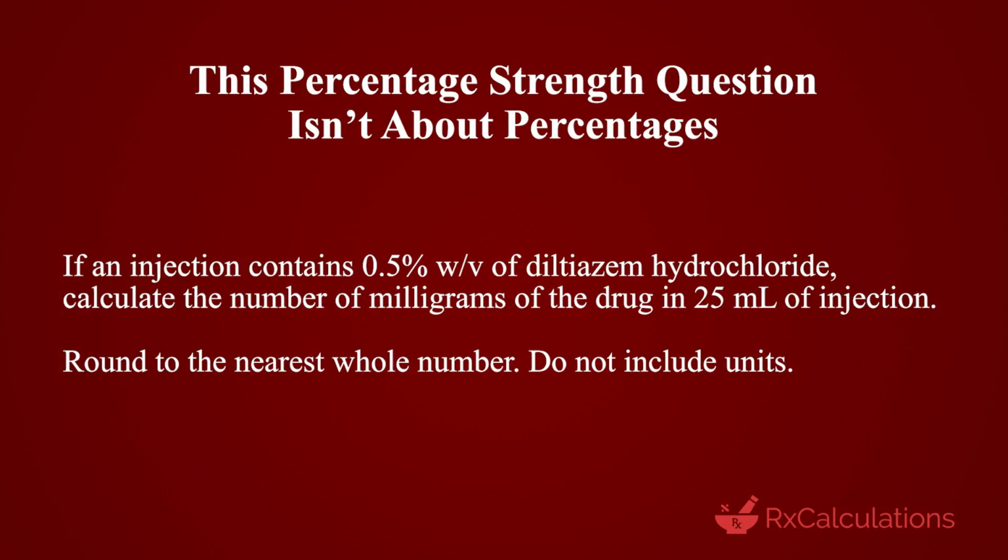This question looks straightforward, and most students think they know exactly what to do, but a large number of them still get it wrong, not because the math is hard, but because they don't slow down to interpret what the percentage actually means. So before we calculate anything, we want to translate the meaning of percentage strength, and then once you do that, the rest of the problem becomes very routine.